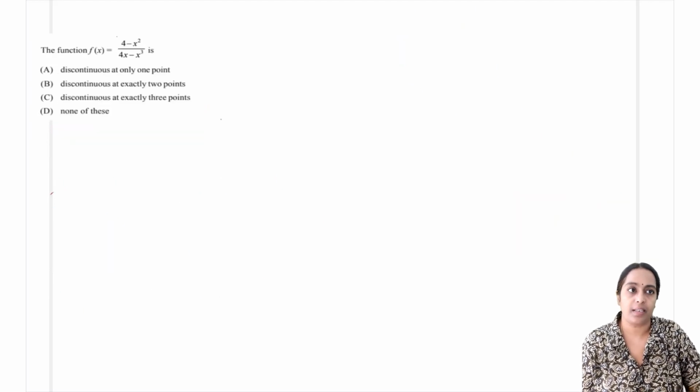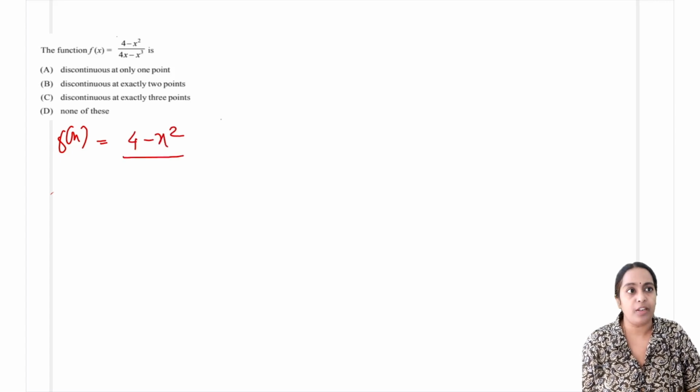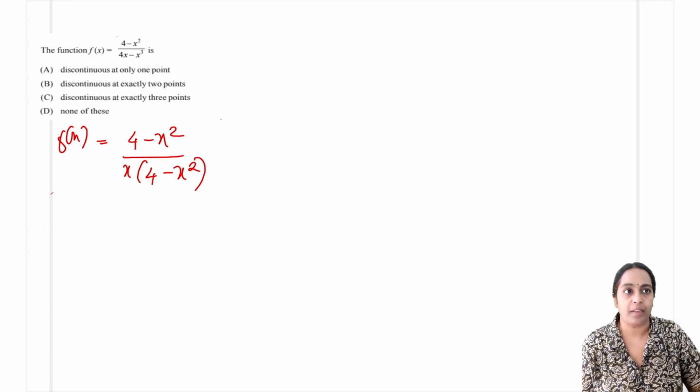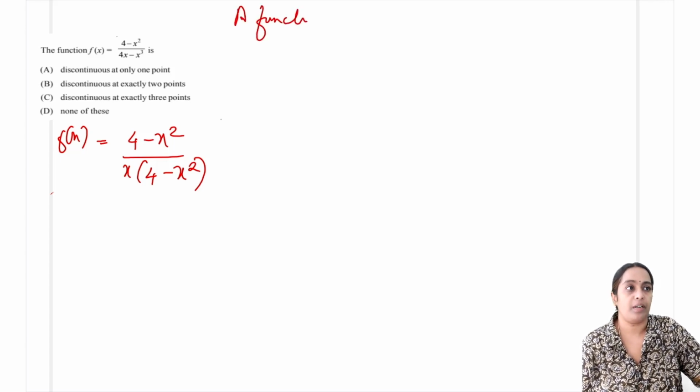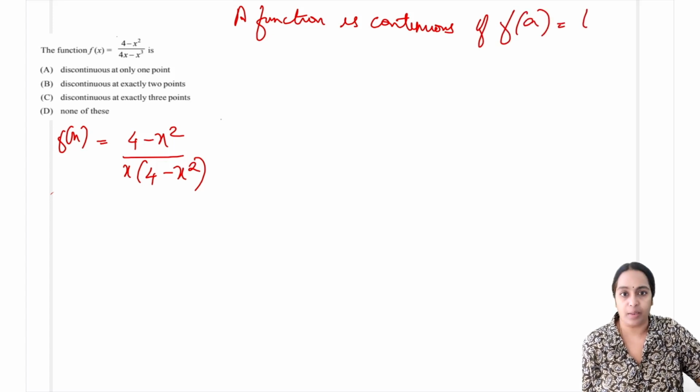The question says f of x equals 4 minus x squared divided by 4x minus x cube. So let me take the factors of the denominator. So I have x multiplied with 4 minus x squared. So the question says there are 4 options. Discontinuous at only 1 point, 2 points, 3 points and none of these are the options. So, what is the condition for a function to be continuous? A function is continuous if f of a equals limit x extending to a of f of x.